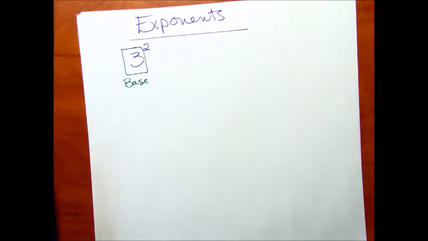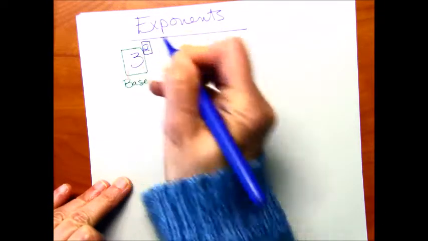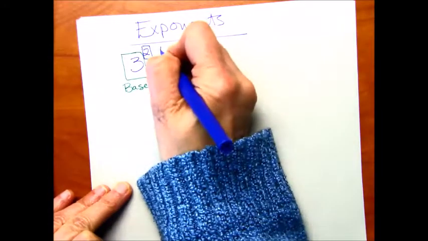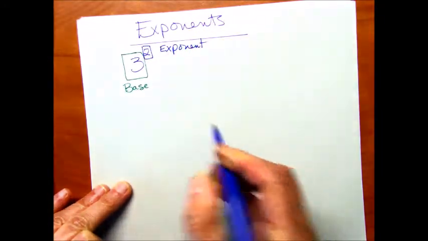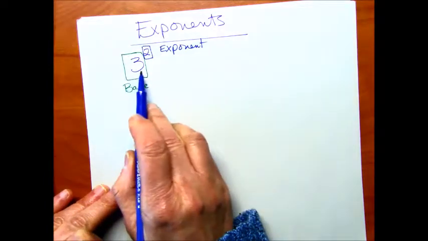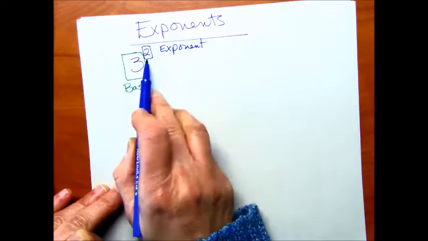And this exponent here, of course that's the exponent. And the exponent is always in the upper right hand corner of the number, and it's also smaller.